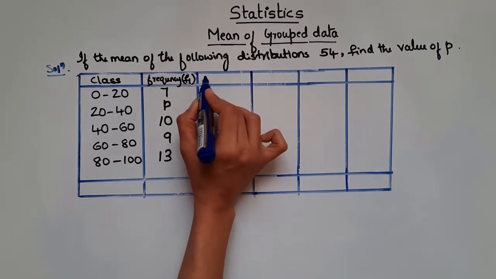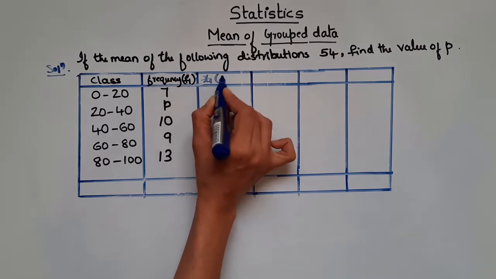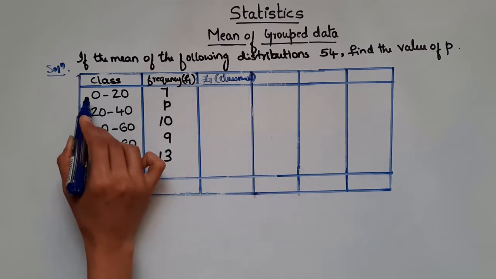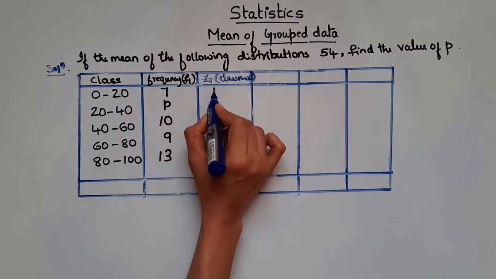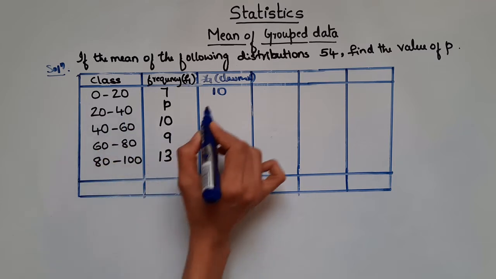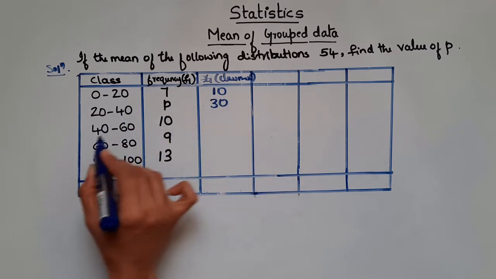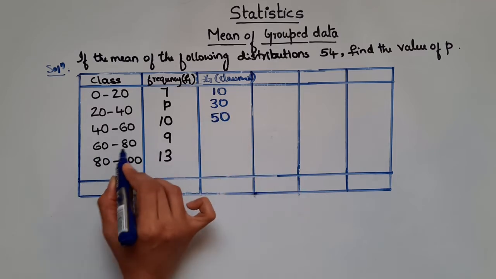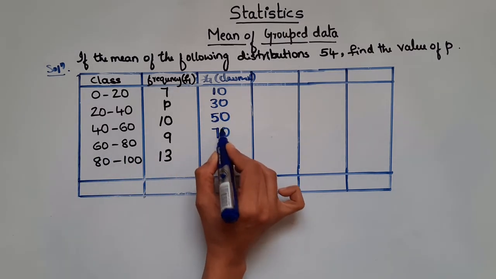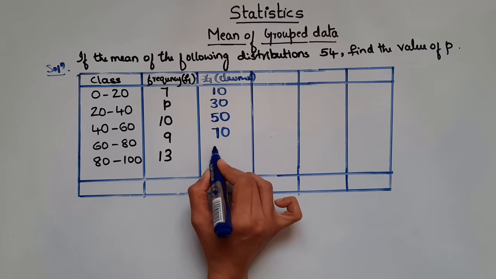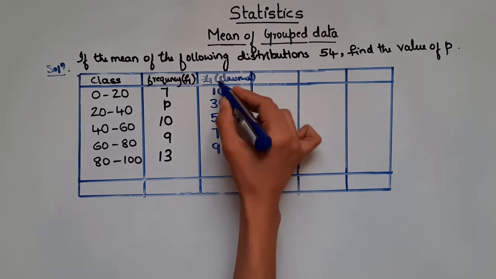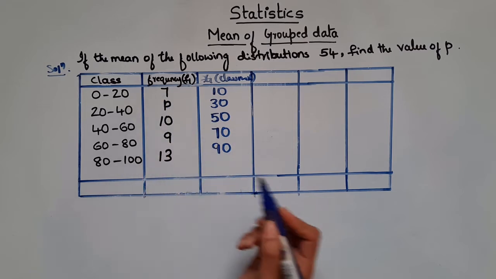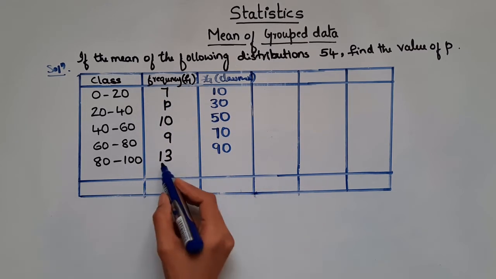Next we will find xi, that is the class mark. We know 0 plus 20 by 2 will give you 10. 20 plus 40 by 2 will give you 30. 40 plus 60 by 2 will give you 50. 60 plus 80 by 2 will give you 70. 80 plus 100 by 2 will give you 90. So now if you see the values of xi, when you multiply it with frequency, that will give you a bigger number. Here 13 into 90.